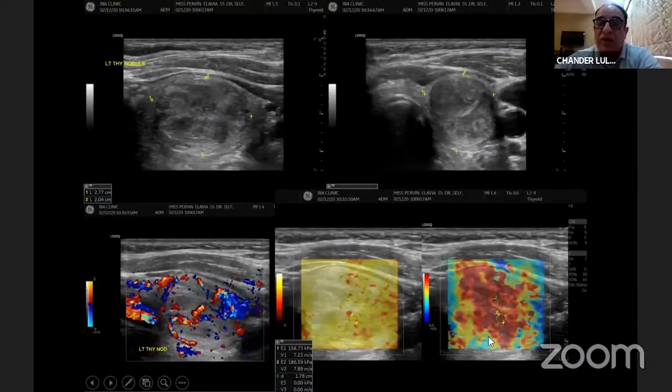And this is on elastography. You can see this is varied echo pattern, but extremely hard. Red is indicating hard, and the values are almost 7.2 meters per second, 7.8.